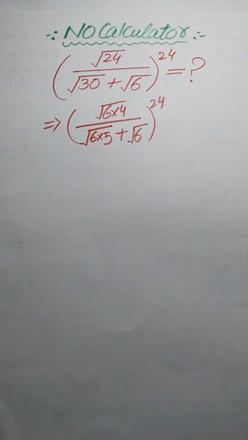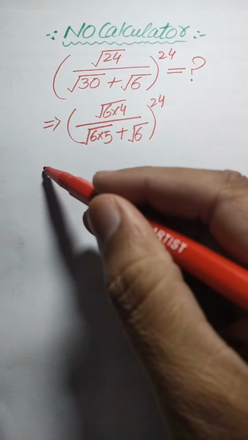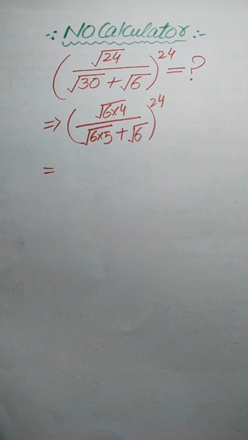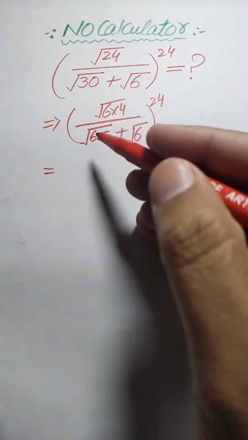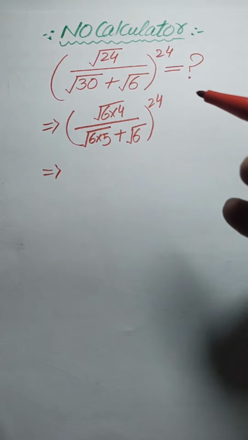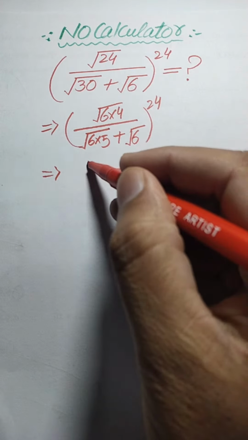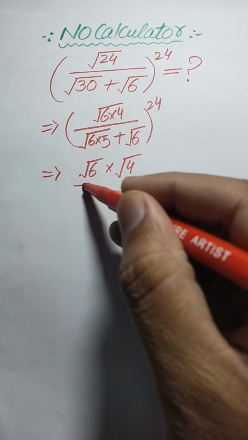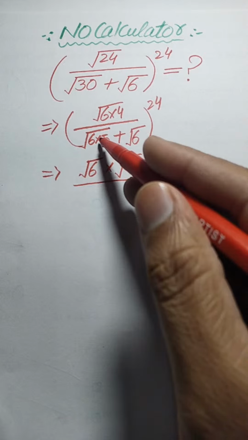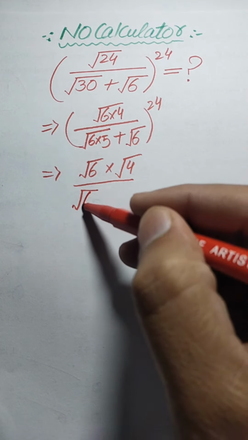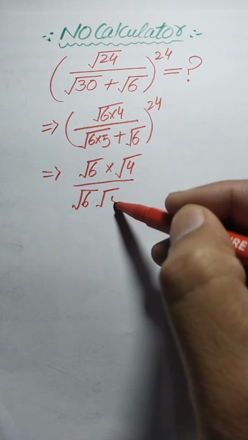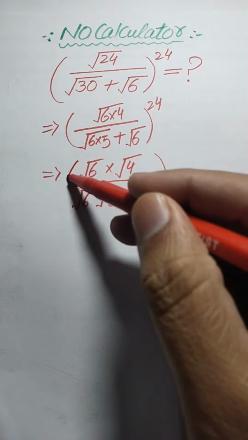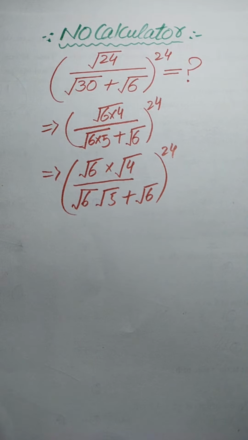And further in the next step, we need to apply the square root separately on both of these two values, and it will be written in this form. So we have the square root of 6 multiplied by the square root of 4, divided by, again separating the square root on both of these values, the square root of 6 times the square root of 5, plus the square root of 6, and its whole power is 24.